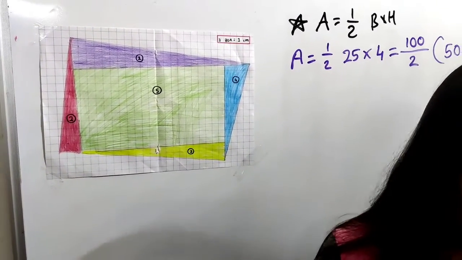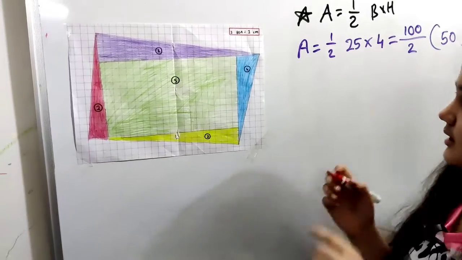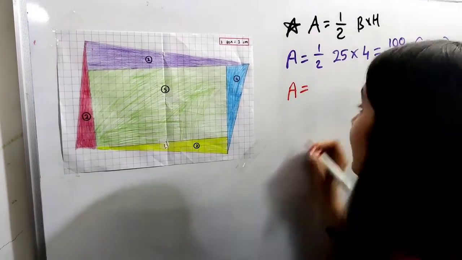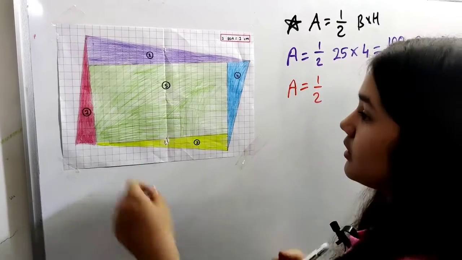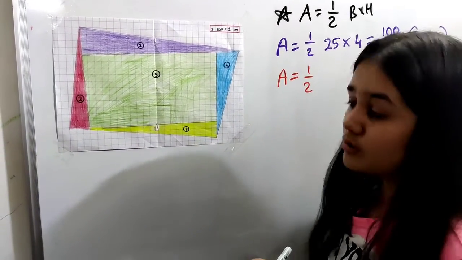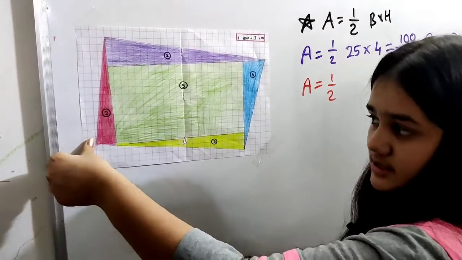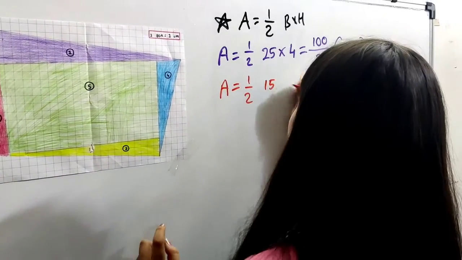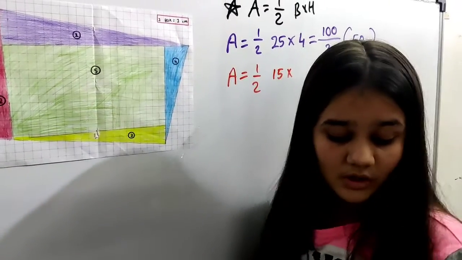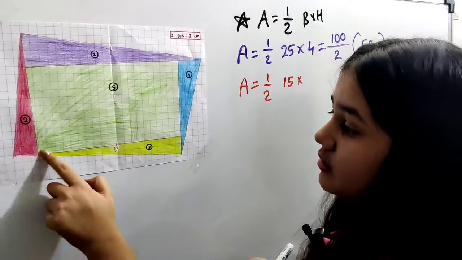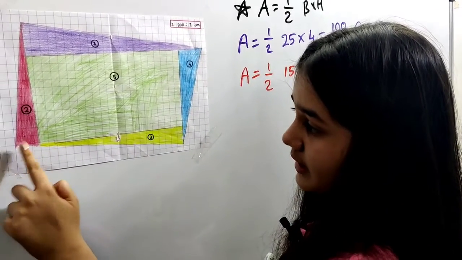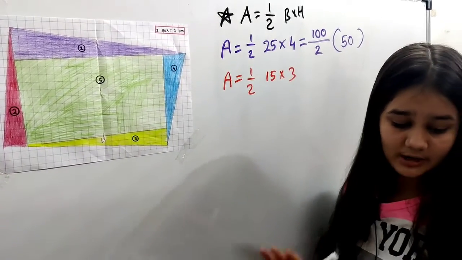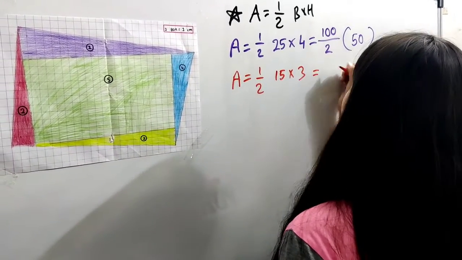Now let's go to triangle number 2. Same formula over here. Area is equal to 1 by 2. Now, when you count all these boxes, because each equals 1 centimeter, you will get 15. Then 15 into the length of this, so 1, 2 and 3. So when you do 15 into 3, you will basically get 45.